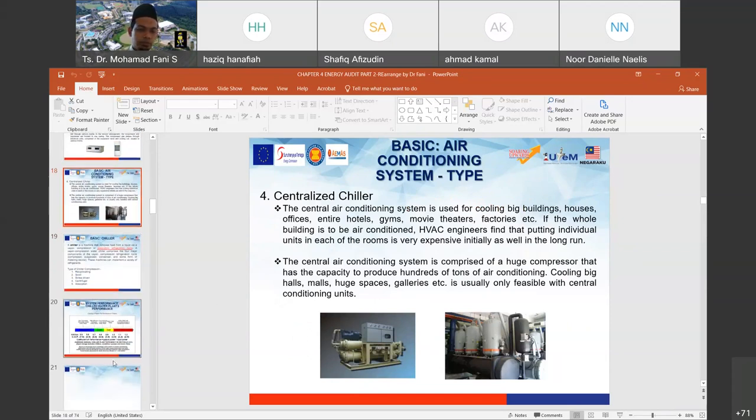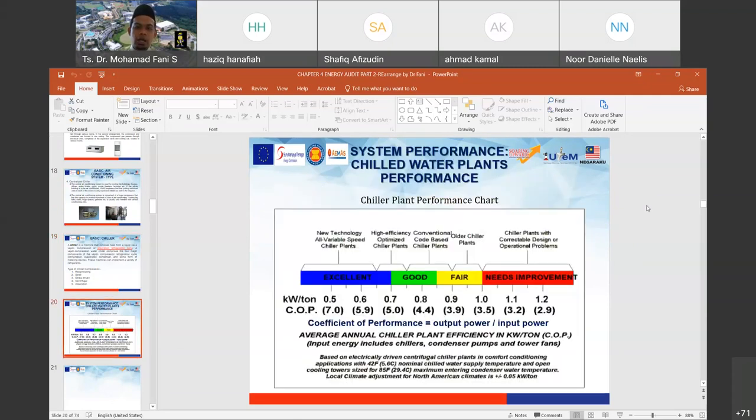Okay, how to measure the performance of the chiller? This chiller plant performance chart shows the COP, coefficient of performance, or kilowatt per ton. If you get a COP value of 7, that is an excellent condition for the chiller. For example, new technology of all variable speed chiller plants, using inverter types of chiller, gives excellent results, 0.5 to 0.7 kilowatt per ton.